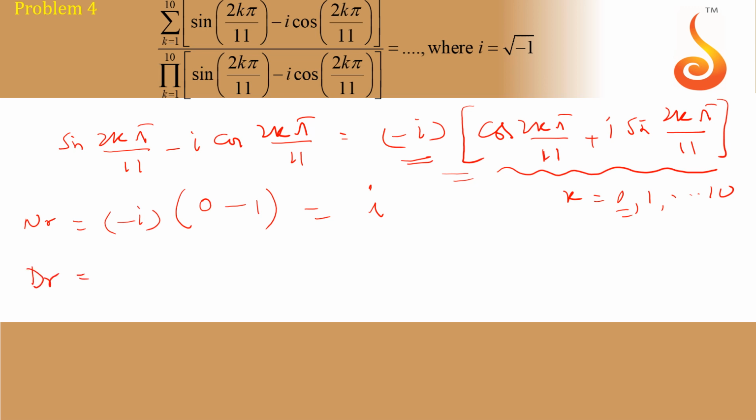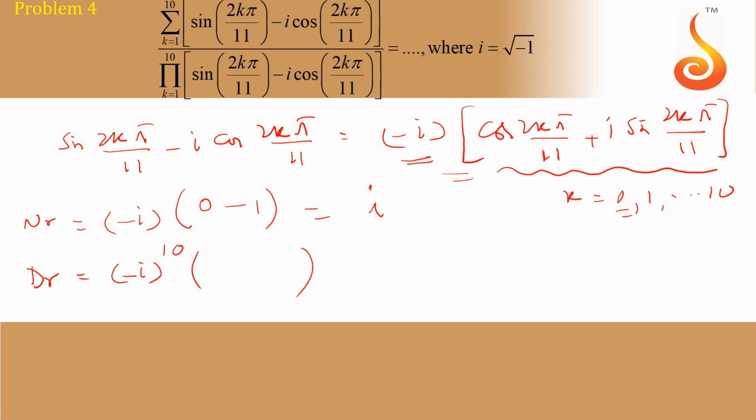Then what is the denominator? Denominator is product. So product means for k = 1 to 10, this −i will be multiplied, whole power 10, and it is the product of roots. Product of 11th roots of unity except 1. In the product, whether 1 is there or not makes no difference. But in the sum, it makes a difference. Sum of all 11 roots of unity will be 0. That's why the sum of the roots except 1 will be −1.